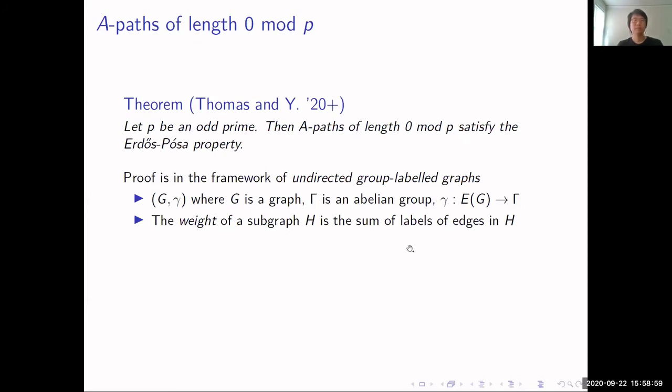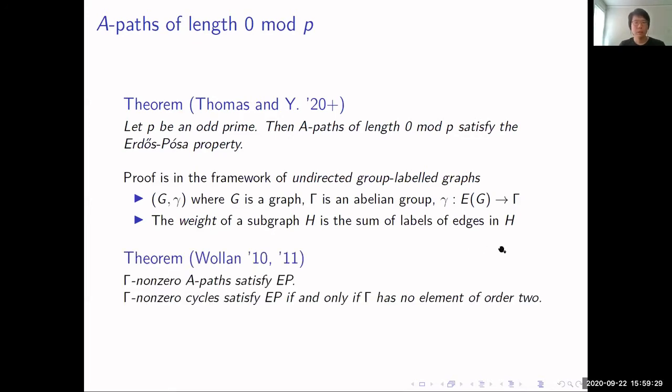So what we do is we prove that 0 A paths in gamma labeled graphs, where gamma is integers mod P, satisfy the Erdős-Pósa property. And of course, theoretically, we can do the whole proof without using this group terminology, but using this group labeled terminology really abstracts all the relevant information. And it does make things easier.